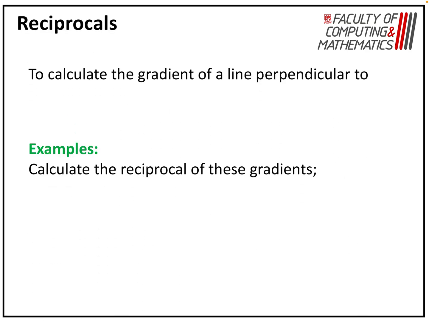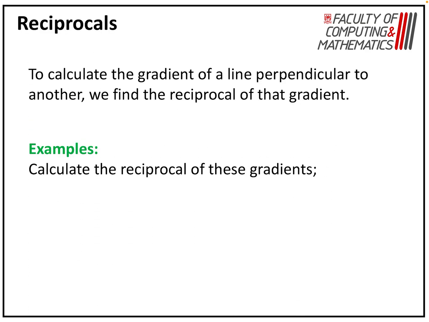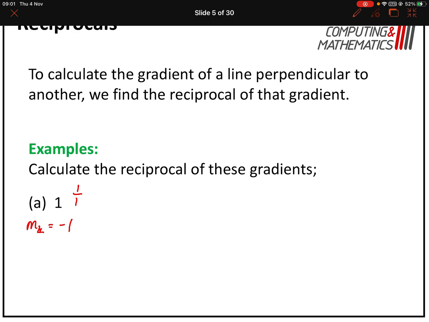So let's take a look at it. To find the gradient of a perpendicular line, we find the reciprocal of that gradient. Now, the reciprocal is just a fancy word to say we flip it upside down and we change its sign. So if we take the number 1, I use a wee right angle to say that I've got a perpendicular gradient. Turn that upside down, and remember 1 can be written as 1 over 1. So flip it upside down, it's still exactly the same, and change its sign, minus 1.